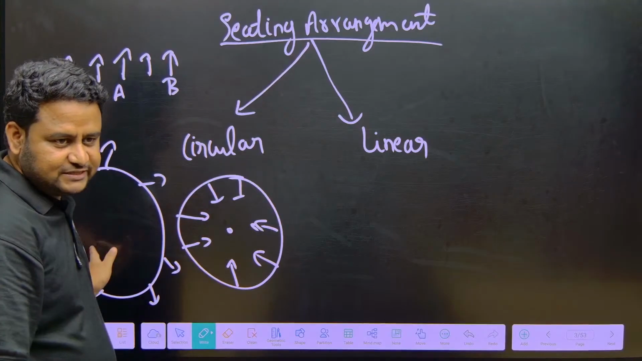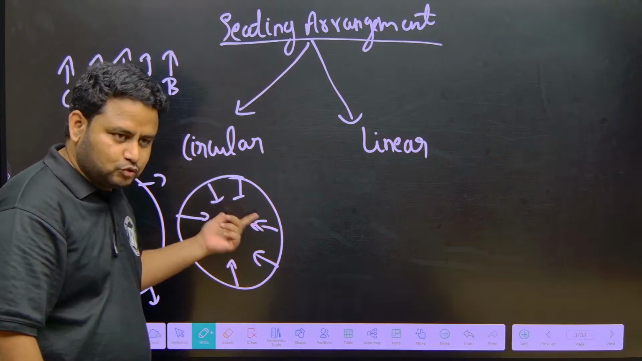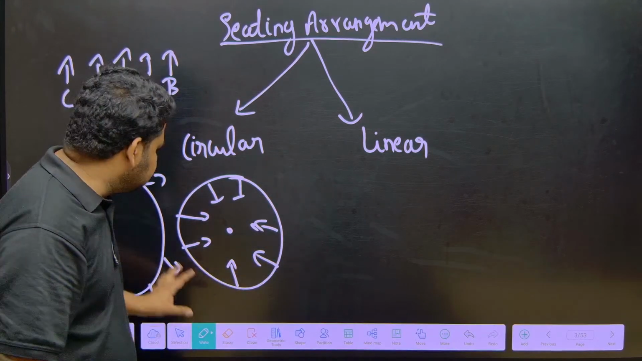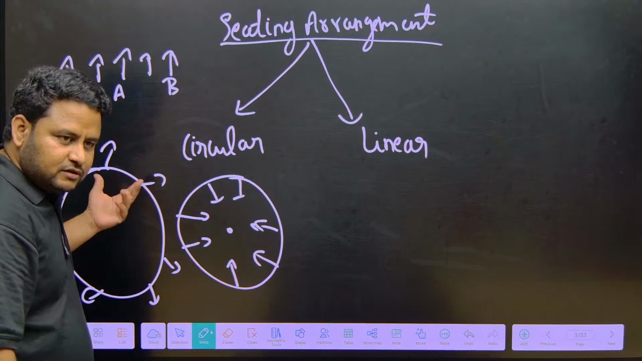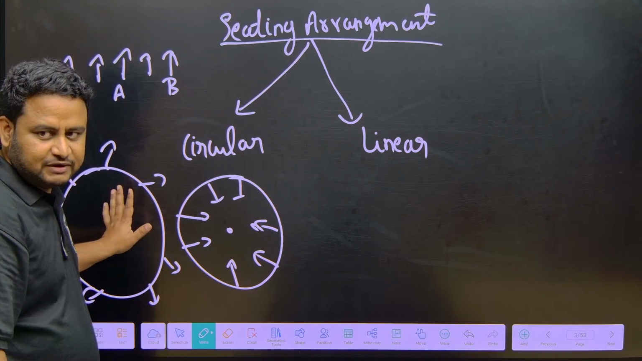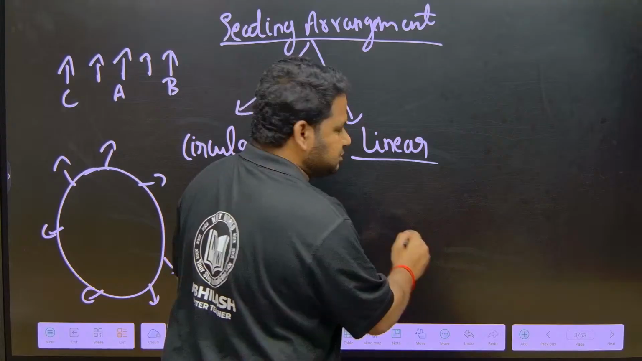This is one thing you have to understand when it comes to circular arrangement: facing inwards and facing outwards. They can give it like this. Facing towards the center, facing inwards, facing each other; these are the different words they will use. This is facing away from the center, people are not facing each other. Questions can be given like this. When it comes to linear arrangement, they can give a single linear arrangement, facing north.